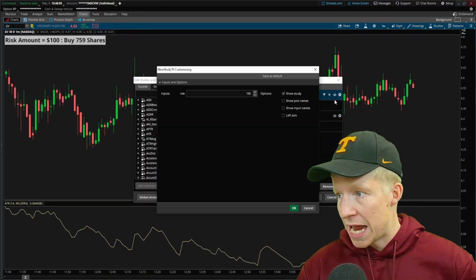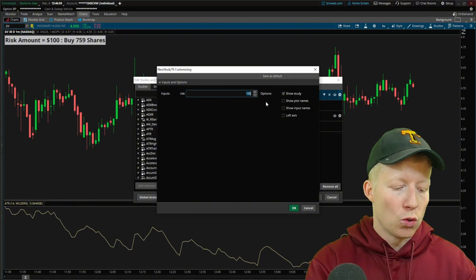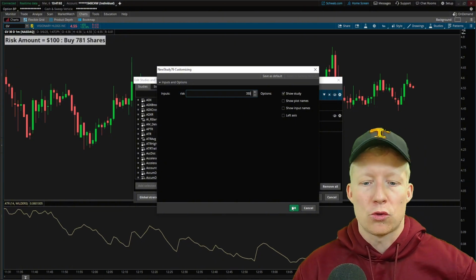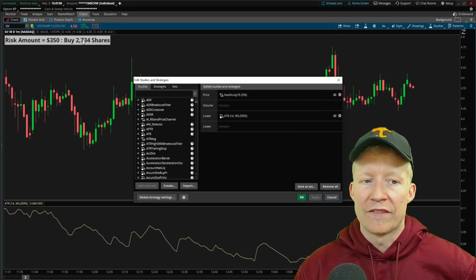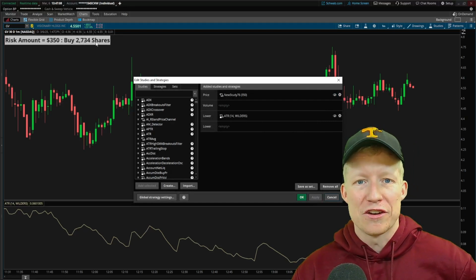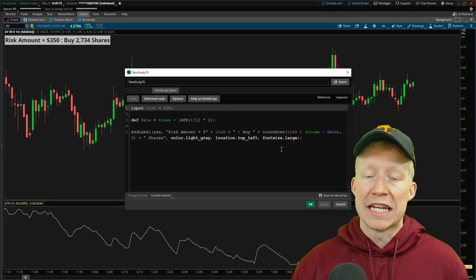Of course, once again, if you come into the settings cog and you want to change your risk amount, say I want to risk $350 in this trade, then you should buy 2,734 shares. So that just makes the add label function even a little bit easier to read.